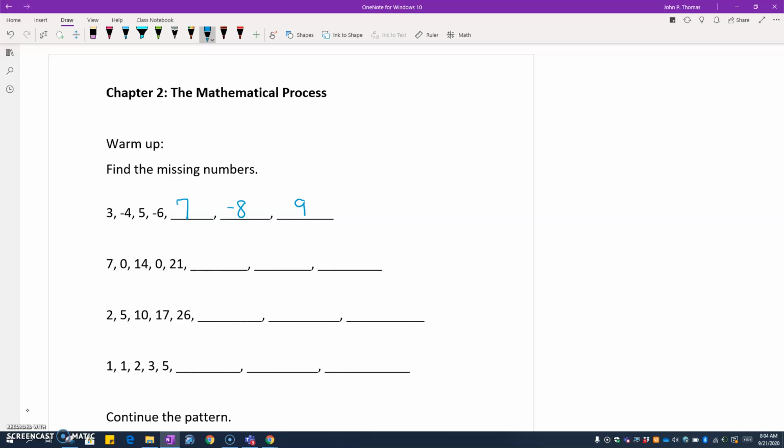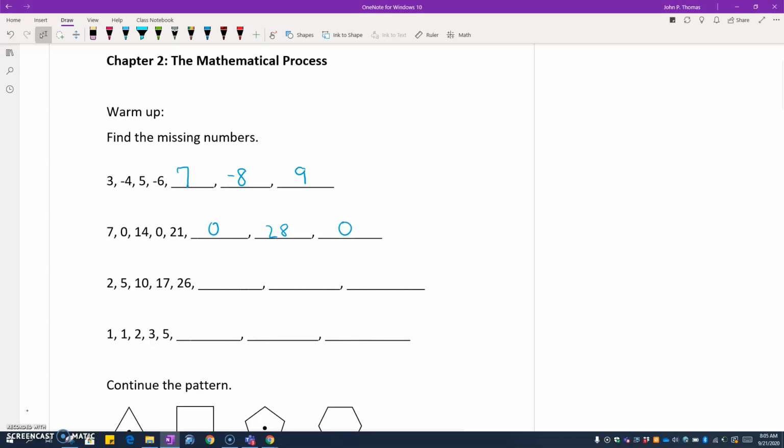In the next one, we've got 7, 0, 14, 0, 21. So it looks like it alternates with a 0. Then the other number appears to be going up by 7, so 28. And then a 0, so the next one would take us up to 35.